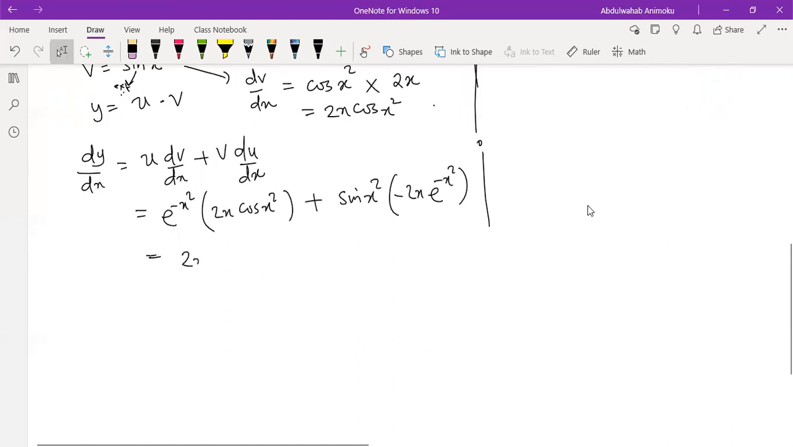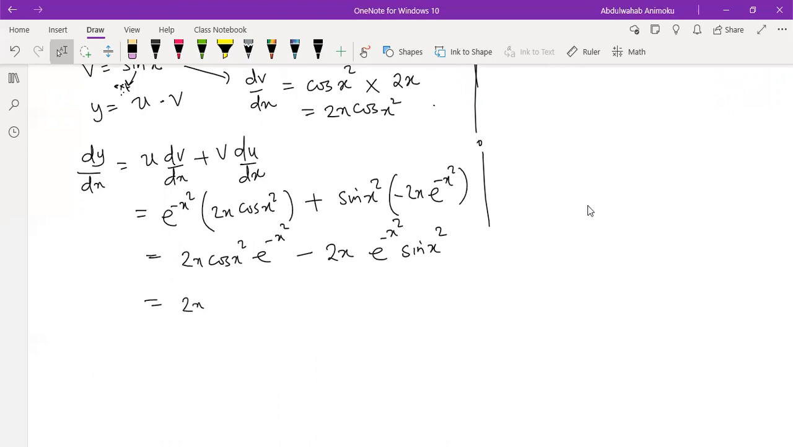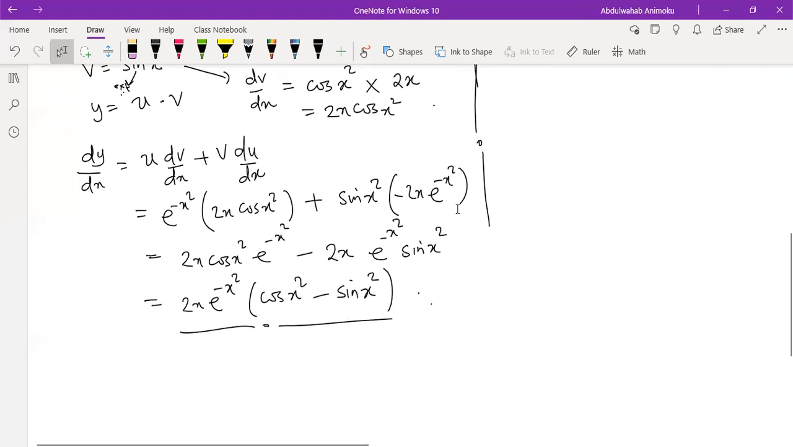Observe that you can write this as minus x squared. Then the other one is minus 2x e raised to the power minus x squared sine x squared. And then we can see that 2x e raised to the power minus x squared is common. So just bring it out. You don't have to do this, but it's quite nice if you can factorize to make your answer look very crispy and compact. All right, so this would be the answer to the problem.